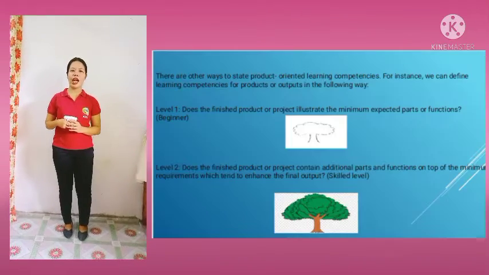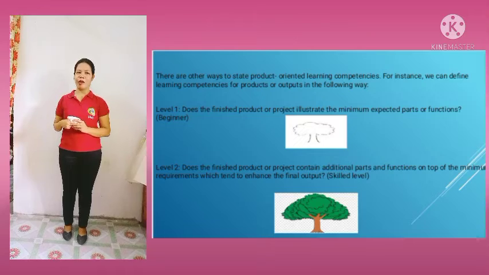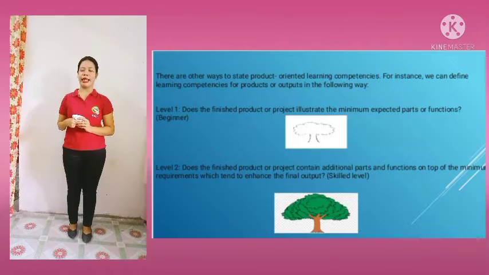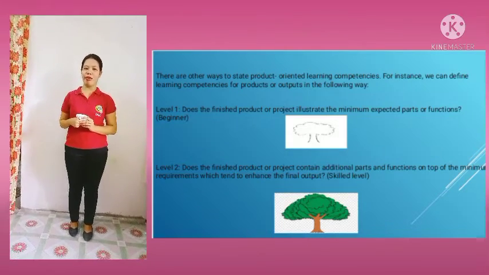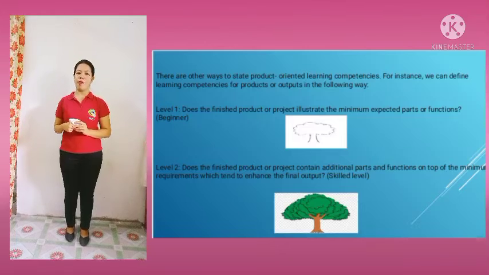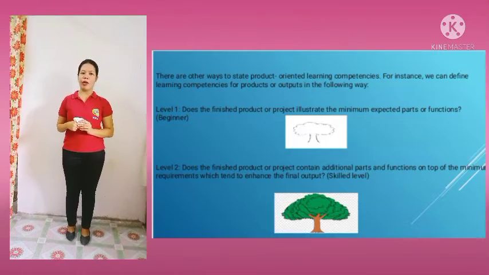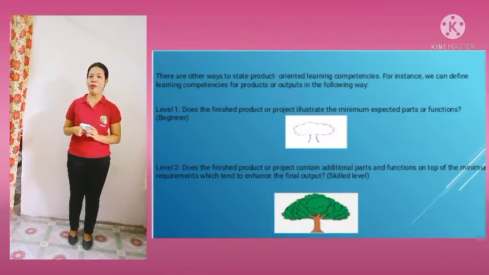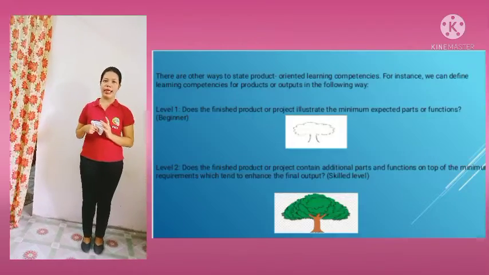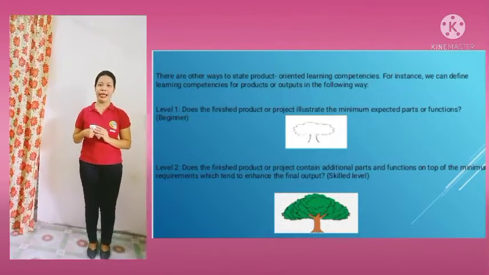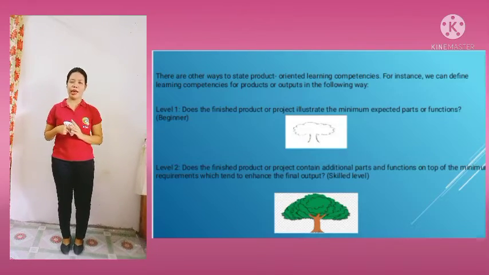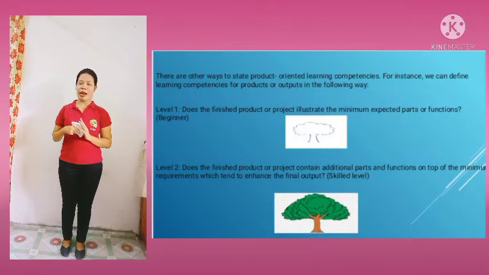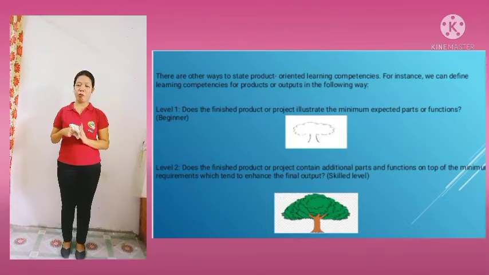So, there are other ways to state product-oriented learning competencies. For instance, we can define learning competencies for product or outputs in the following ways. So, in level 1, the finished product or project illustrates the minimum expected parts or function. It is for the beginners. So, as you can see in the pictures above, there are drawings of trees there. But in level 1, nakikita nyo naman na ang nakalagay na picture dito is yung puno na simple lang.